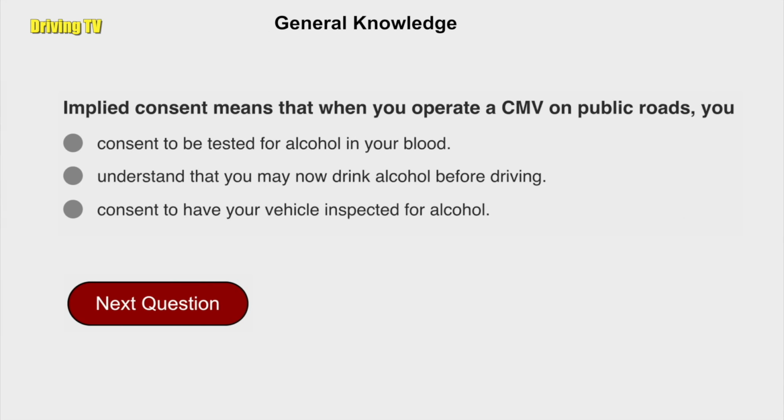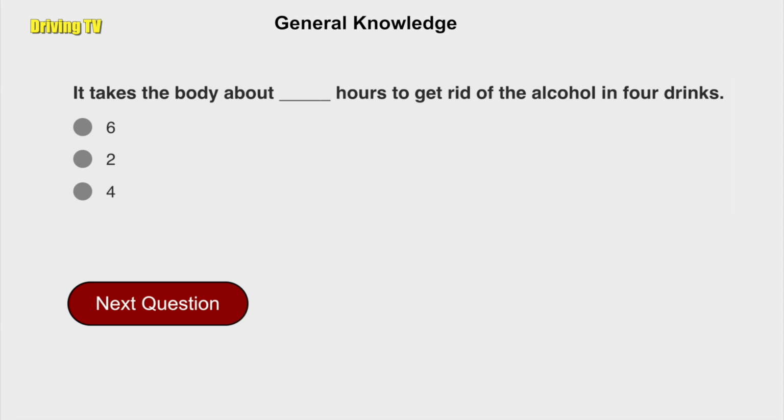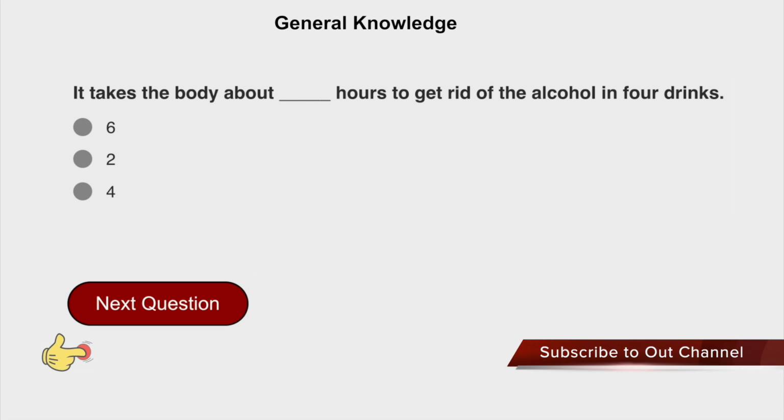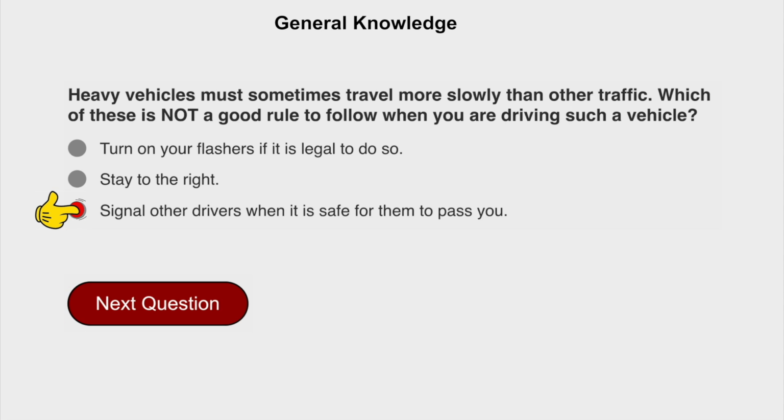Implied consent means that when you do operate a CMV on public roads, you consent to have your vehicle inspected for alcohol. It takes the body about 4 hours to get rid of the alcohol in 4 drinks. Heavy vehicles must sometimes travel more slowly than other traffic. Which of these is not a good rule to follow when you are driving such a vehicle? Signal other drivers when it is safe for them to pass.